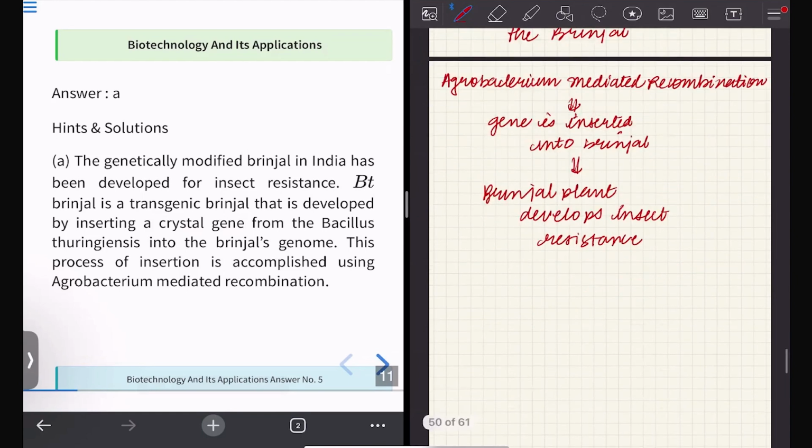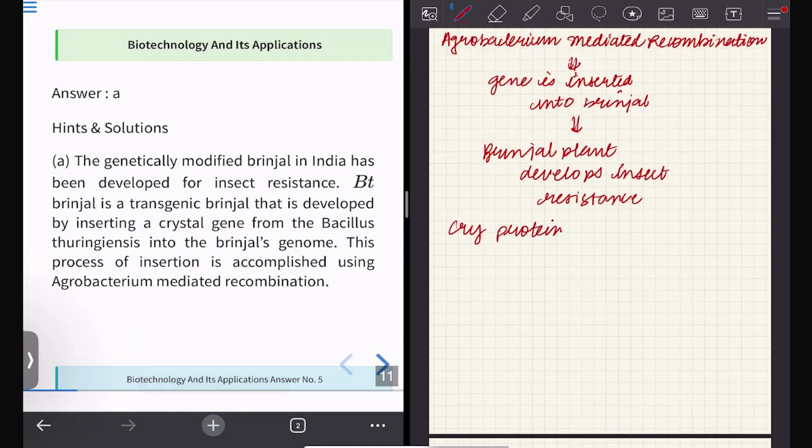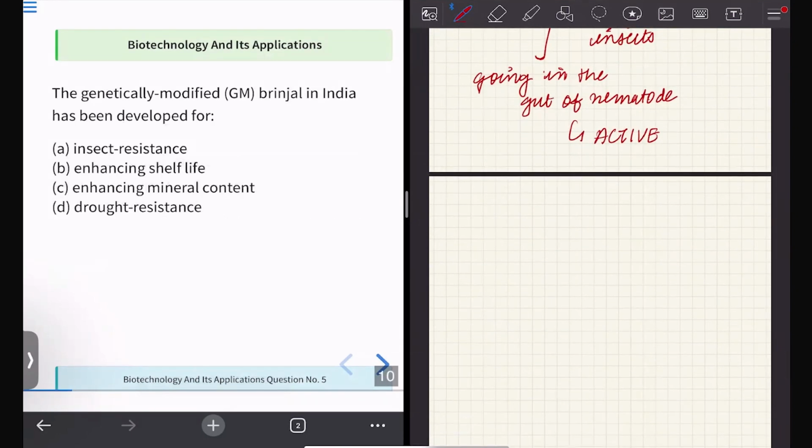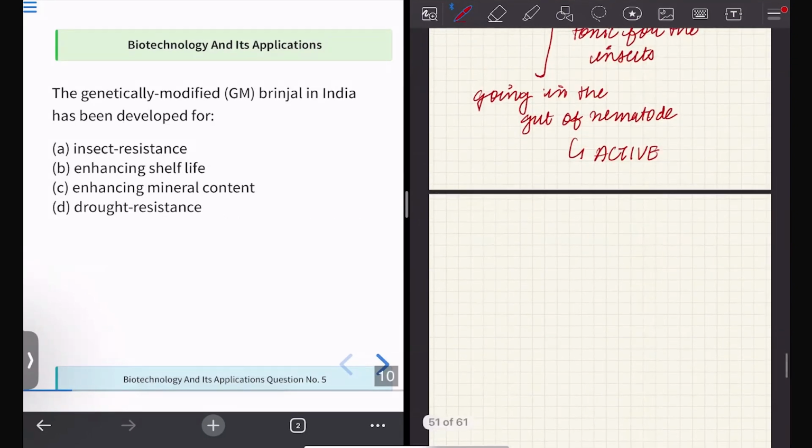So the cry gene actually synthesizes a protein which is toxic for the insects. This is synthesized in an inactive state, and after going into the gut of the insect, it becomes active. So this is question number 5. The genetically modified brinjals in India have been developed for insect resistance.